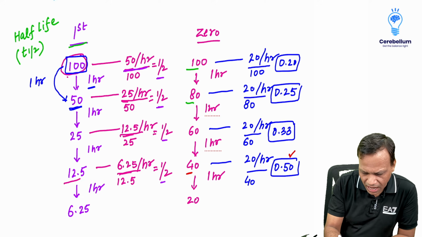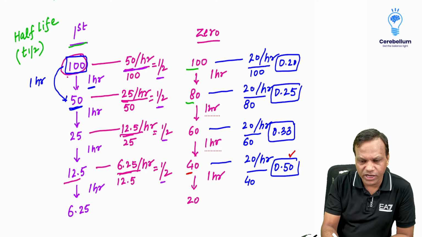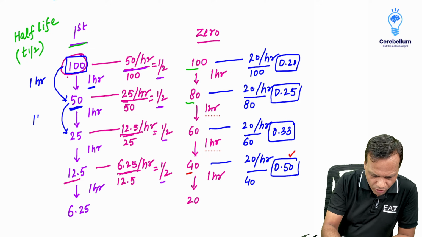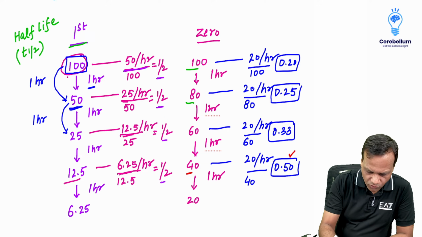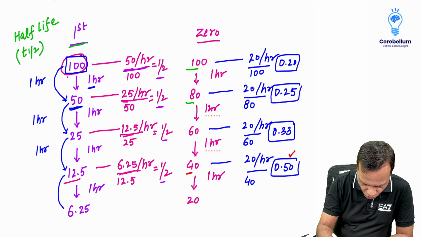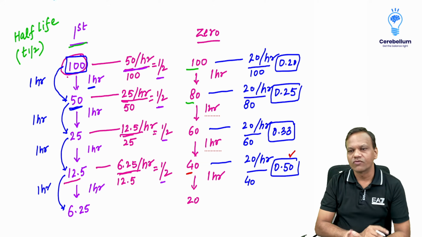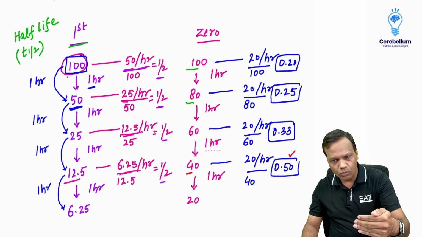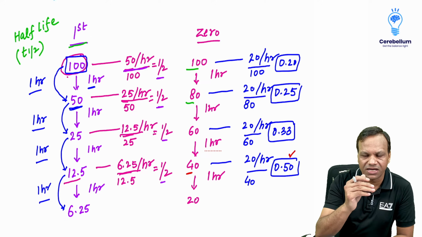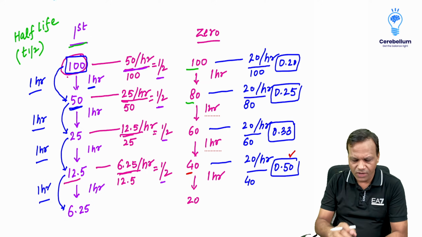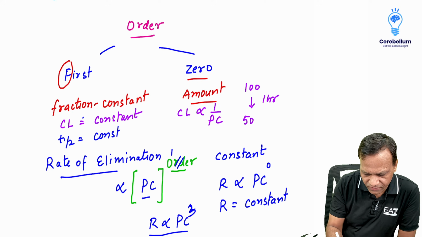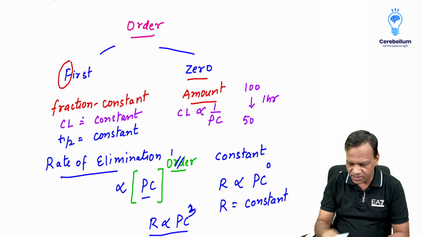If we see here, 50 is there, half of 50 is 25. So how much time is taken from 50 to 25 will be half-life, and half-life at this point also is 1 hour. Similarly, 25 to 12.5 also takes 1 hour, and 12.5 to 6.25 also takes 1 hour. So what we noted is that it takes only 1 hour to make it half. So half-life is 1 hour everywhere, whether the plasma concentration is 100 or 12.5. So half-life in case of first order kinetics is constant. Half-life is constant. Okay. Now we see the same thing in zero order.